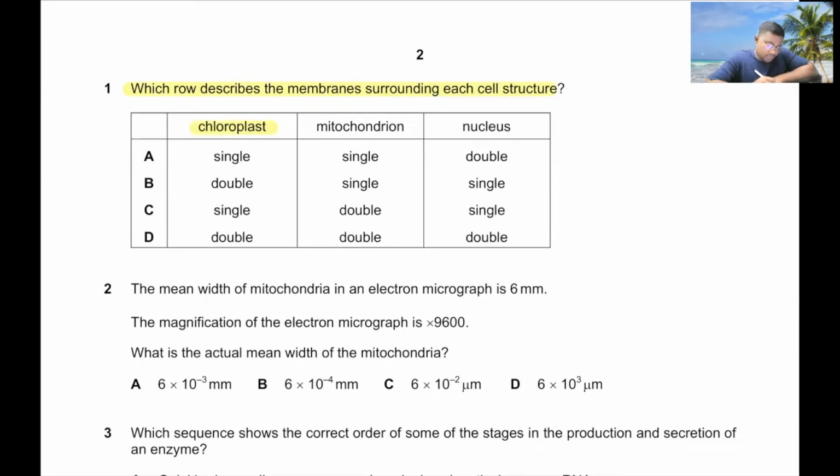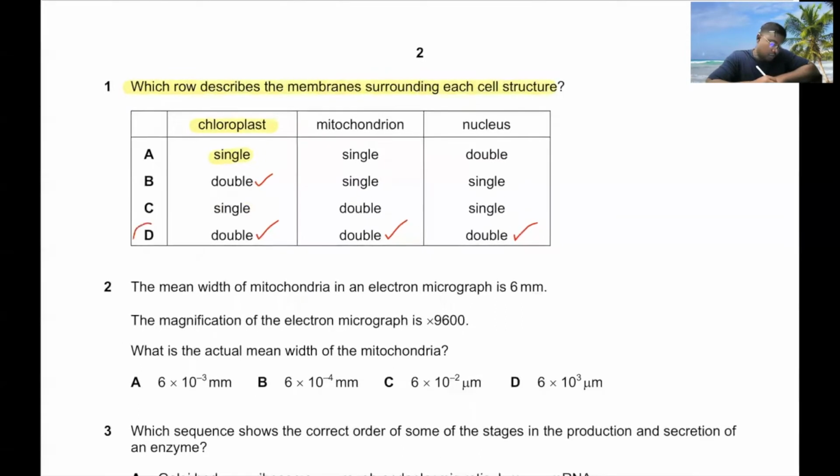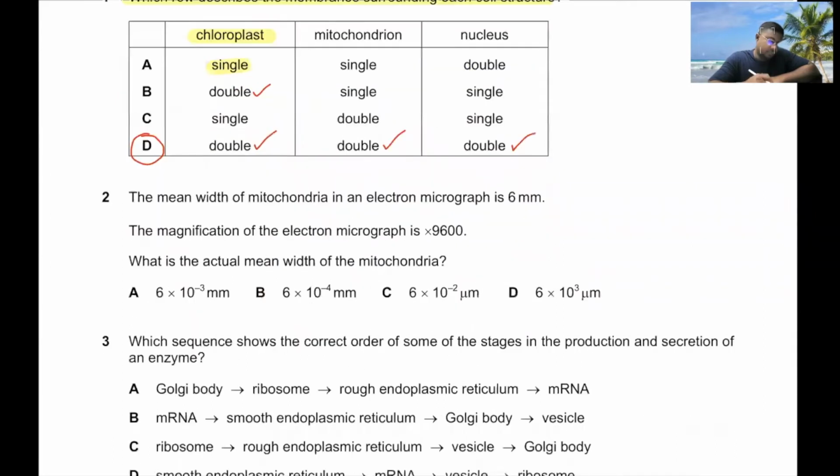Chloroplast, single? Well, chloroplasts have double membranes. Mitochondrion also contains double membranes. And nucleus contains double membranes. So option D will be the answer.